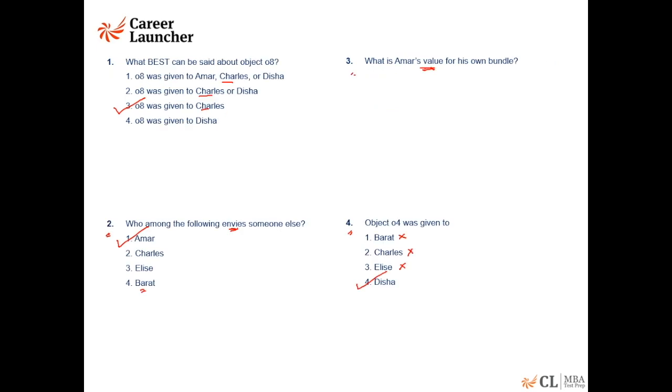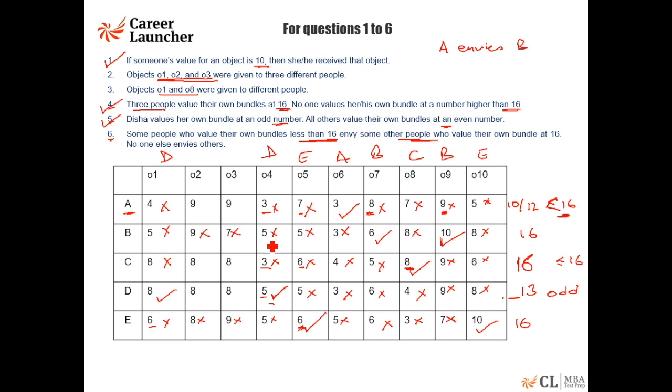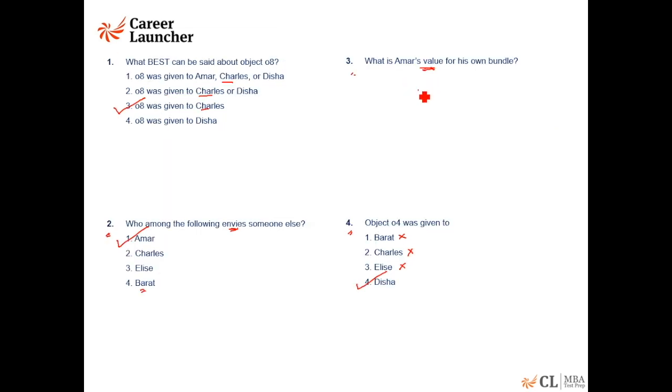Okay. And what are we left with? One question. What is Amar's value of his own bundle? So what will be Amar's value for his own bundle? 3 plus one of these. 3 plus 9, 12. Okay. So Amar's value for his own bundle is 12.